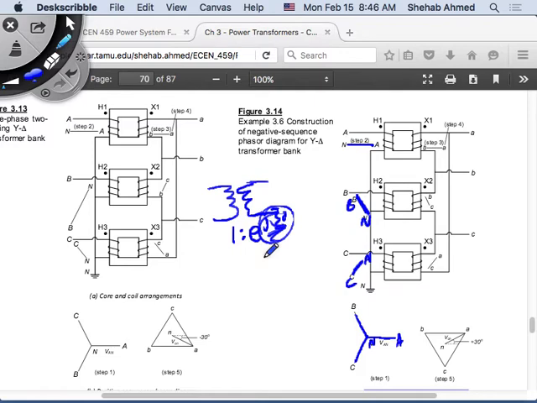Okay? So this is still a star delta transformer. Same transformer. But I applied negative sequence. So now let's see what will happen. So here, C is away from the dot. So we draw these voltages in phase with these voltages first. Right? We draw all the voltages in phase with each other. And then we have to label the terminals on the primary side. So I have C away from the dot.